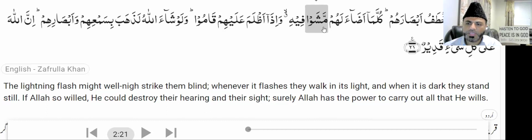Mashaw fi, they walk in its light. Fihi, in it, means in its light. Wa iza, and when. Aslama, when it is dark. Alayhim, for them. Qamu, they stand still.